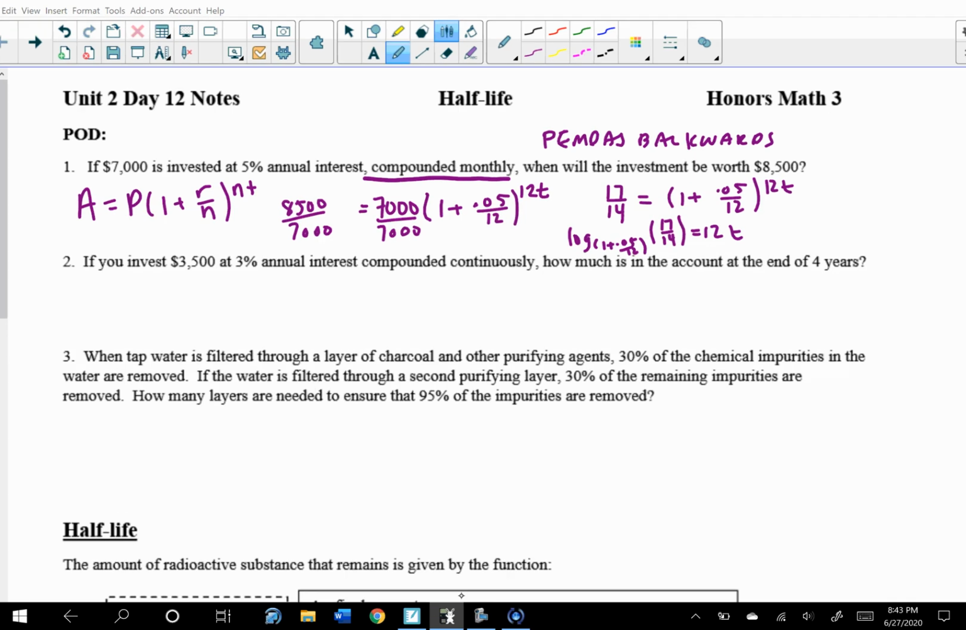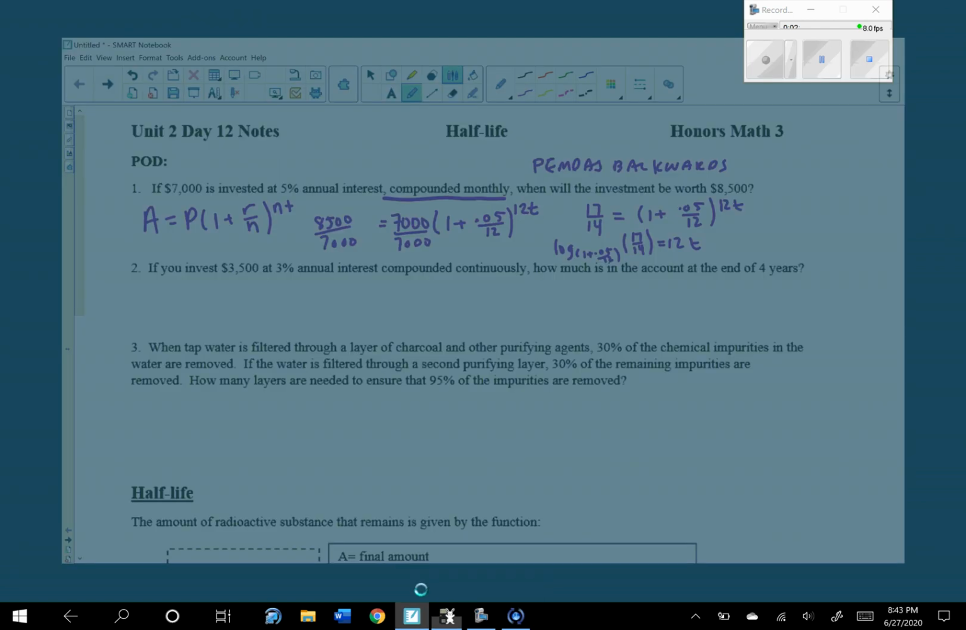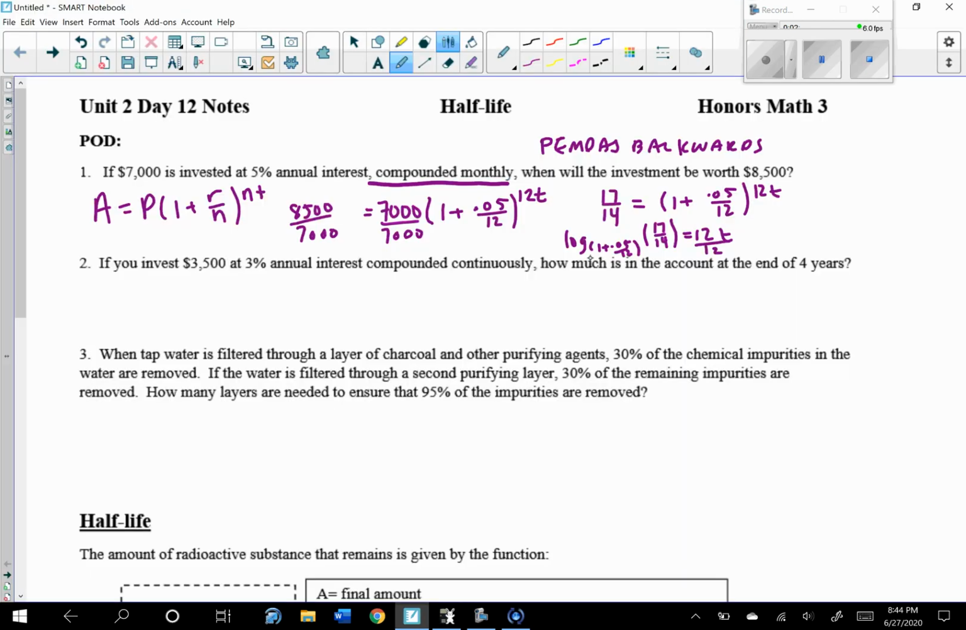So then in your calculator, when you plug this in, remember you can go to math, log base. If you don't have the log base, you can use a change of base formula. So 1 plus 0.05 divided by 12, and that argument was 17 divided by 14, enter, and of course divide that by the 12 because it was 12t. And that gives us 3.89 years. Because again, we had to divide both sides by this 12 here. So t equals 3.89 years.